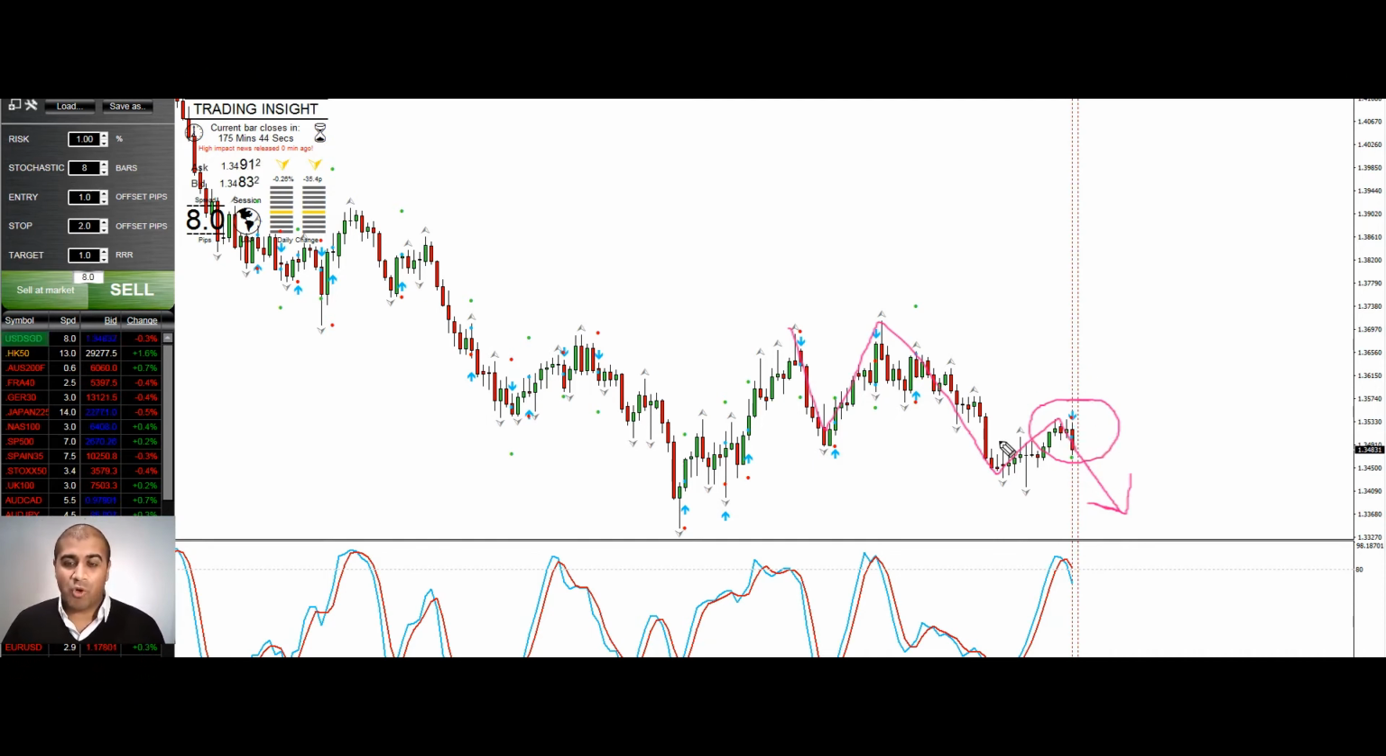Of course, the system already identifies it for us, so we don't need to actually look for the picture-perfect setups. It already identifies what is potentially setting up right now on the left-hand side of the screen.